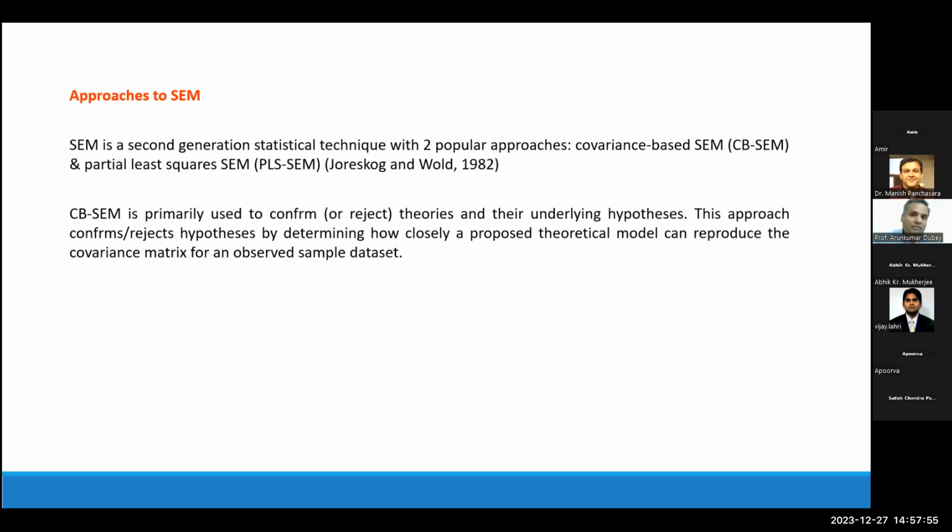In CB-SEM, people definitely report model fit indices. There are goodness of fit and badness of fit measures, RMSEA, SRMR, and people report all these and say, yes, I have achieved a model fit. But in PLS-SEM, there is no concept of model fit, though of late people are talking about model fit indices in PLS-SEM also. So the goal of this workshop is not CB-SEM, but I will give you a little understanding of CB-SEM, and the more focus will be on the variance-based approach to structure equation modeling, which is your PLS-SEM. Hope this much is clear.